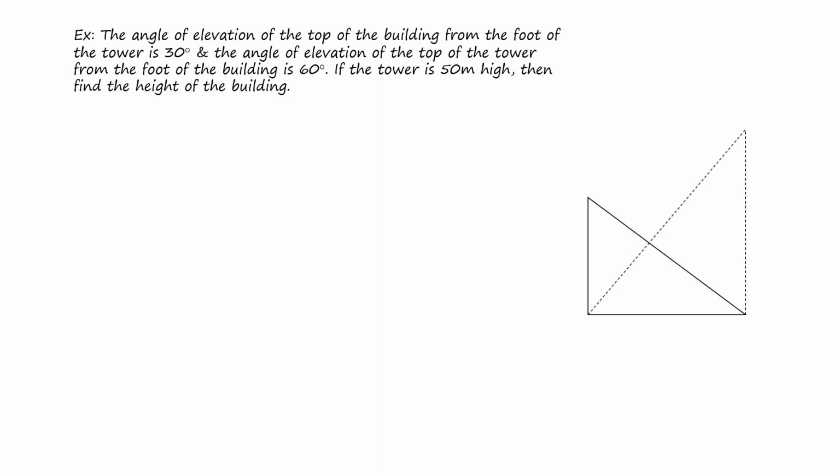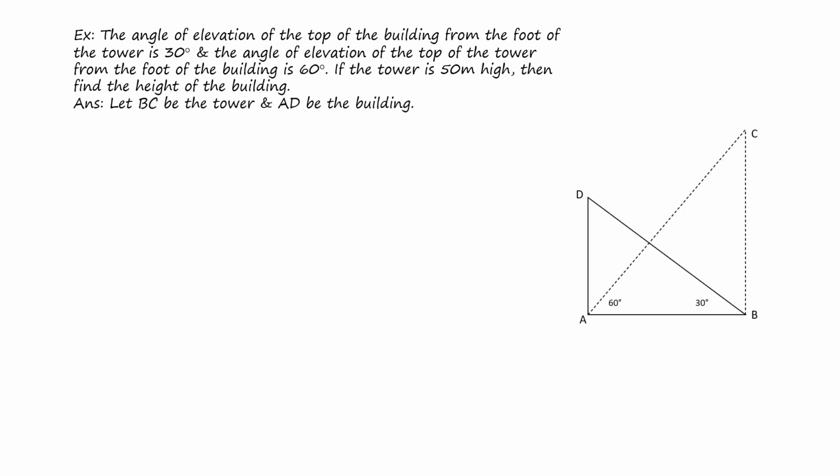The angle of elevation of the top of the building from the foot of the tower is 30 degrees, and the angle of elevation of the top of the tower from the foot of the building is 60 degrees. If the tower is 50 meters high, then find the height of the building. Let's draw the picture first.